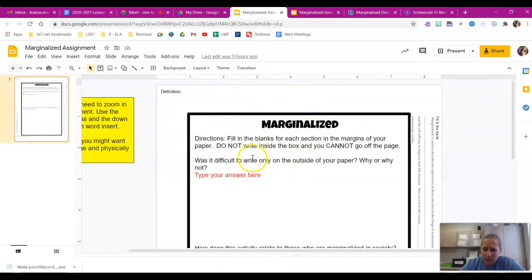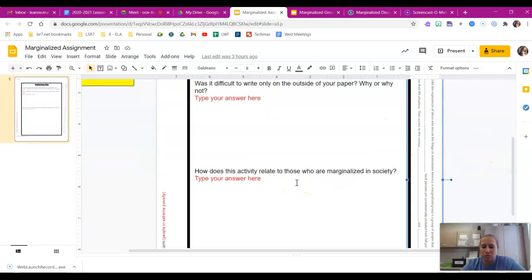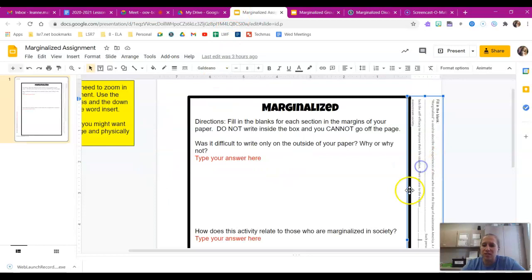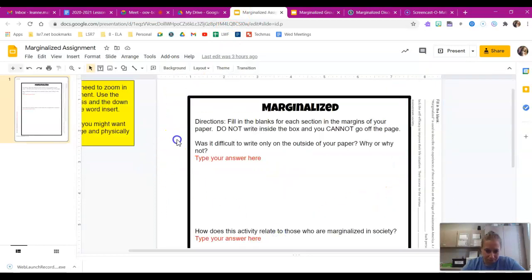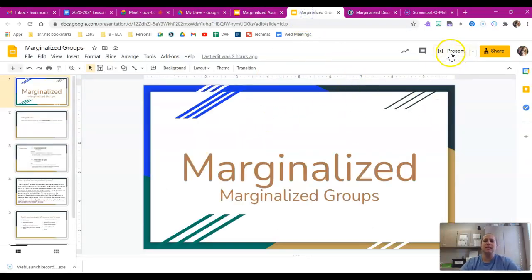The directions here say fill in the blanks for each section in the margins of your paper. Do not write inside the box while we're doing this, and you cannot go off the page. You can't allow these text boxes to go far off the page, so you'll have to think about that as you're working, but you'll fill in each of these sections in the margins here as we go through this slideshow. So here is the slideshow.